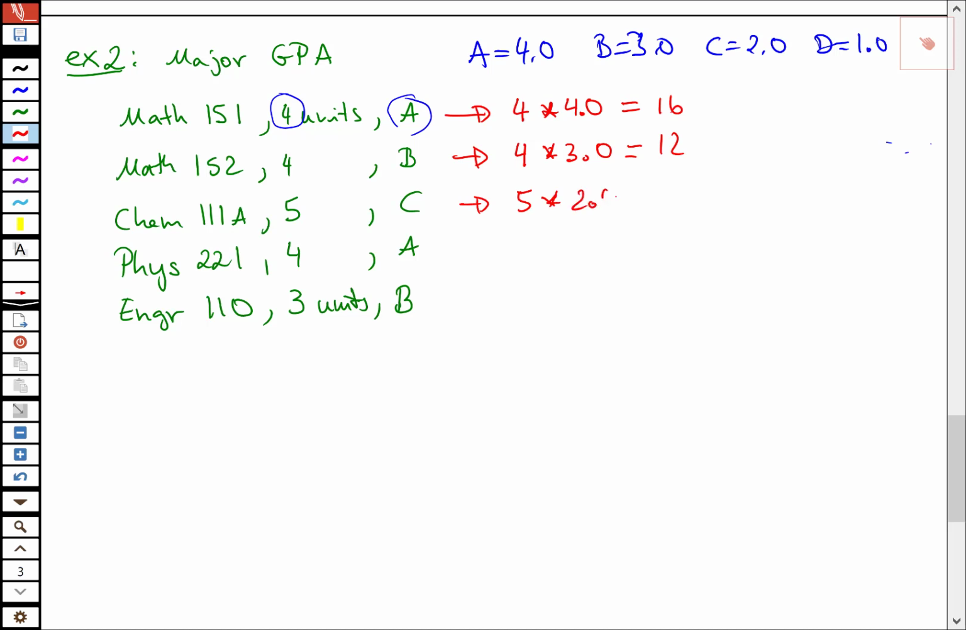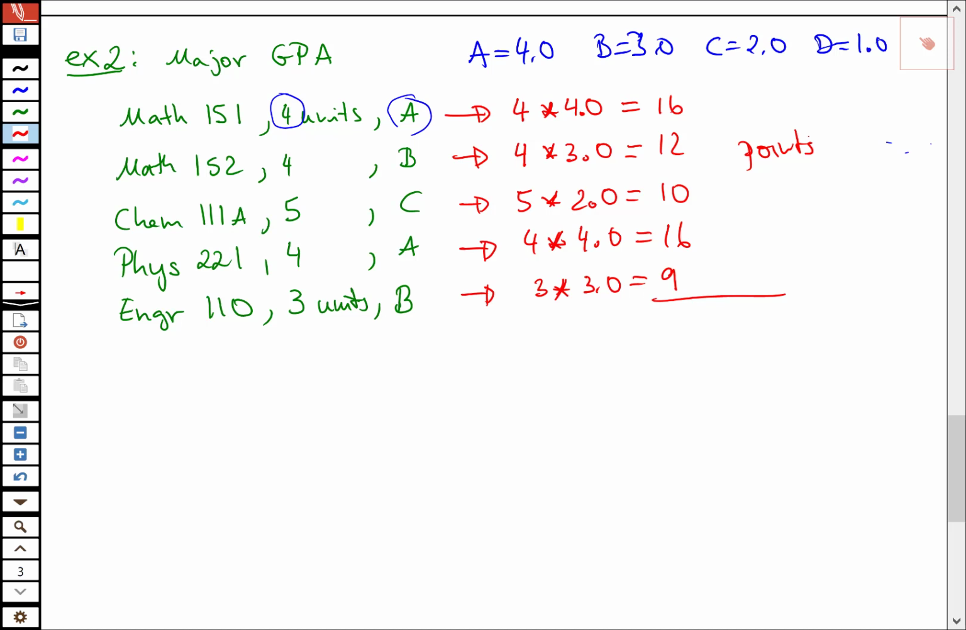That C counts for 2.0, so that's 10. And then the 4 units for the physics class would count for 4.0, give you 16 points. And then the 3 units in the intro class at a B, which is 3.0, would count for 9 points. So these are the points.